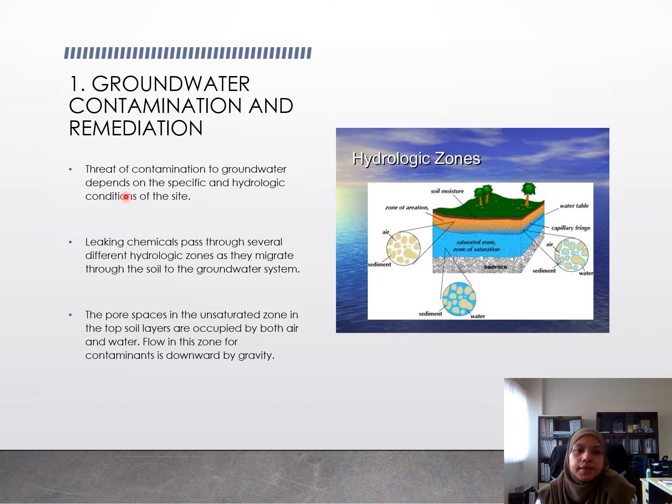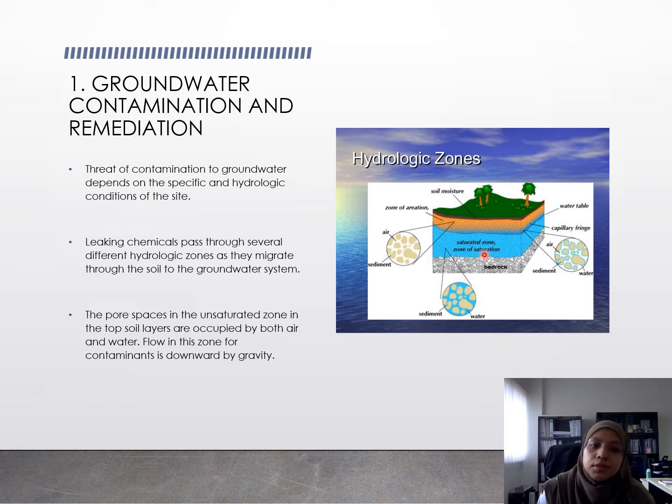Groundwater contamination. The transport of contamination to groundwater depends on the specific geologic and hydrologic conditions of the site. It is based on the soil type, the pore size and everything. Leaking chemicals pass through several different hydrological zones as they migrate from the soil to the groundwater system. This is the hydrological zone. The upper layer is the soil, and you can see the blue one is the groundwater. So it passes through several different hydrological zones and migrates to the groundwater, mostly driven by gravity.